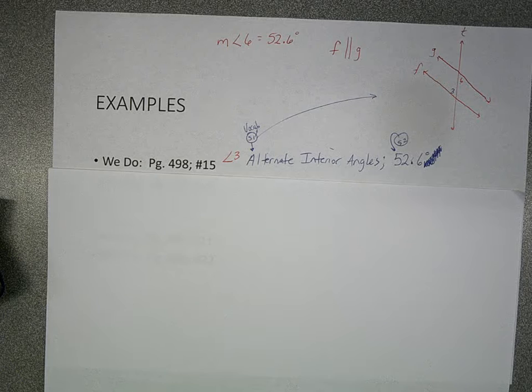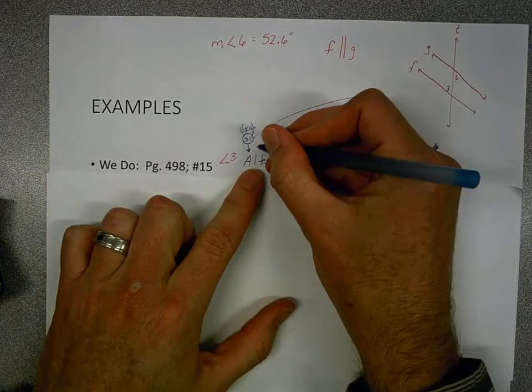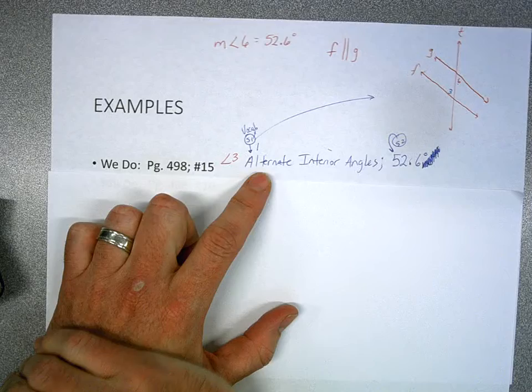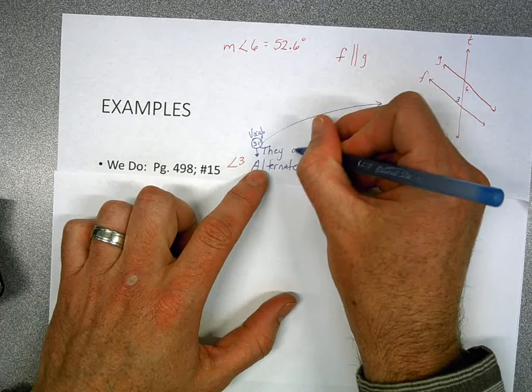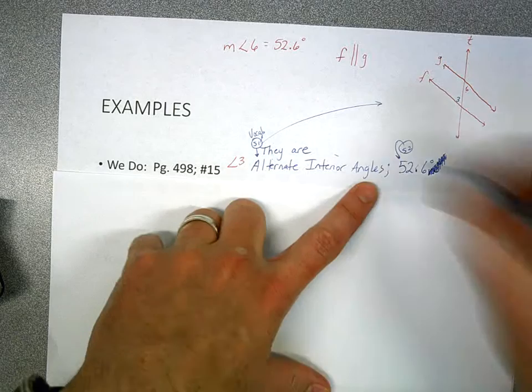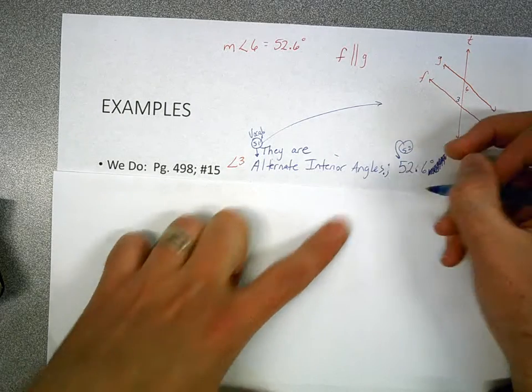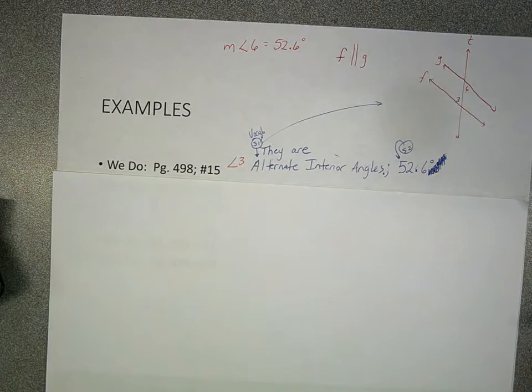It does say explain your reasoning, so it doesn't have to be long, but maybe a short, complete sentence. They are alternate interior angles. And then the second half, of course: 52.6 degrees is the measure of angle 3.